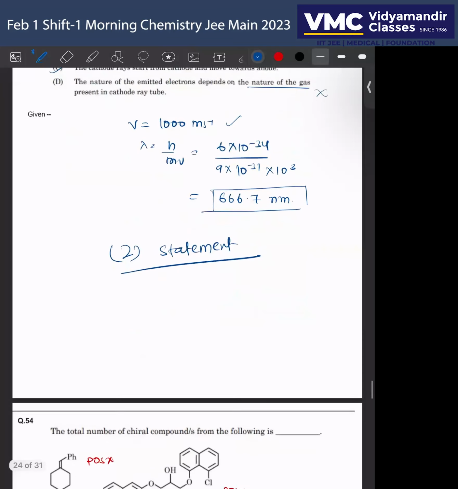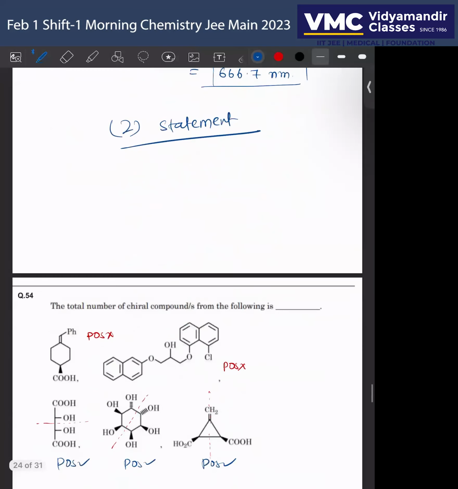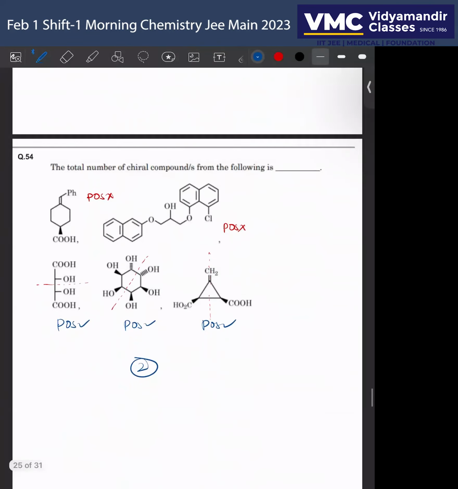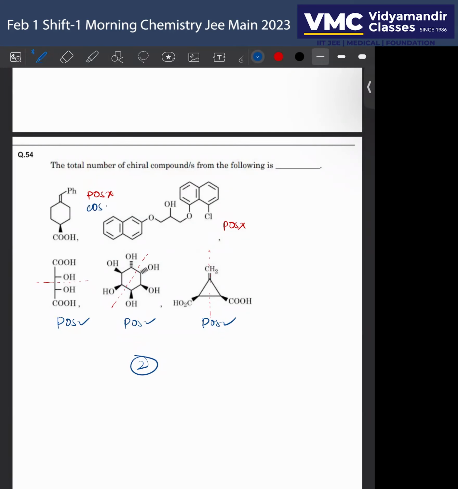Next is the total number of chiral compounds. Chiral compounds are the ones which do not show POS, plane of symmetry, and center of symmetry. In option number 1, we'll see that there is no plane of symmetry present here because of this chiral carbon, and there is no center of symmetry also present over here. Again, there is one chiral center present over here, which does not give POS and COS.